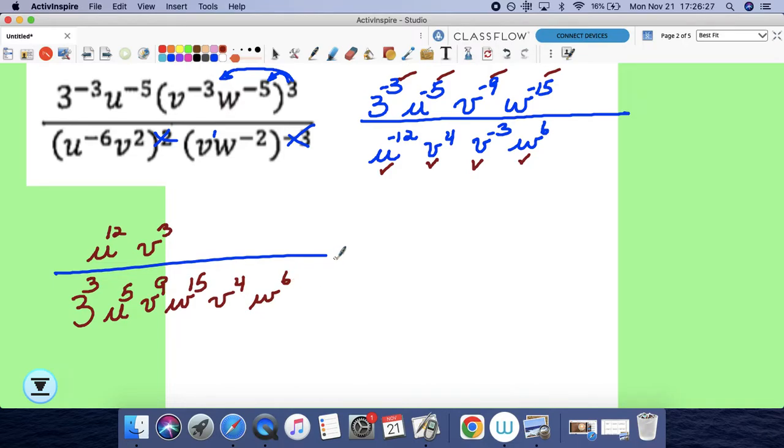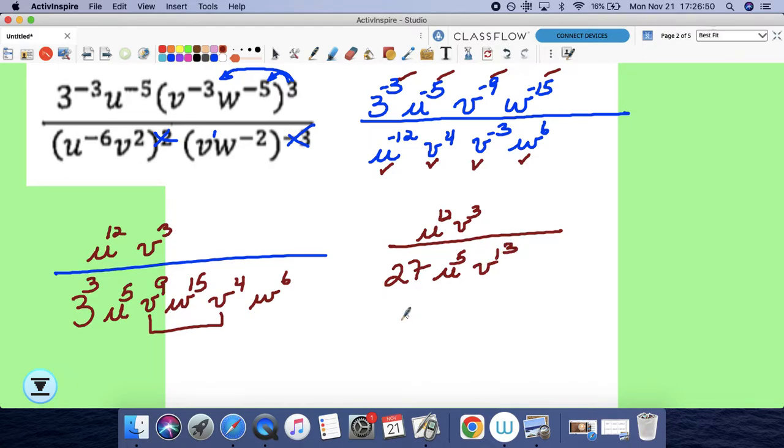All right, we can make this a little bit prettier or simplify a little bit. So u to the 12 and v to the third power will stay as they are. There's nothing to do with them. 3 to the third, I can change to 27. This u here, oh no, there's no other u, so that just stays at u to the fifth. But this v and this v to the fourth, I can combine them and make them v to the 13th. That w to the 15 and w to the 6, right, I can keep the base, add the exponents, and that becomes w to the 21st. So again, it looks prettier.